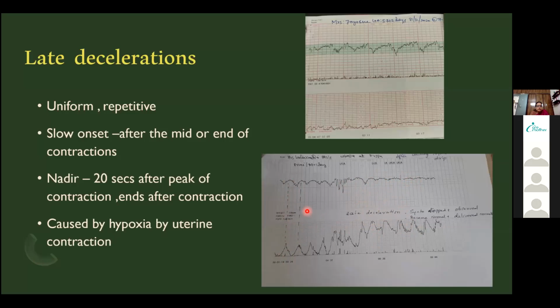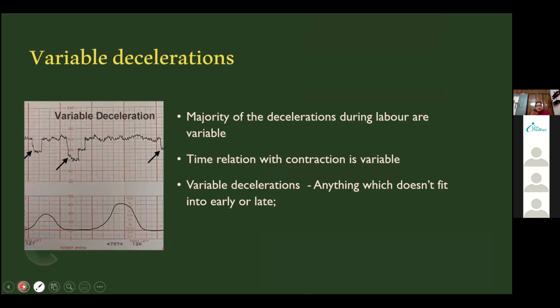She delivered normally also. So this late deceleration is generally caused by uterine hypoxia. The commonest cause for uterine hypoxia is tachysystole. Like when you give a little increased dosage of syntocinon, the uterus may contract continuously and then it can produce hypoxia.